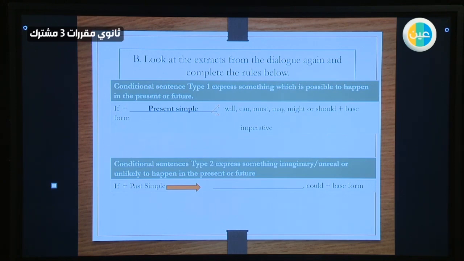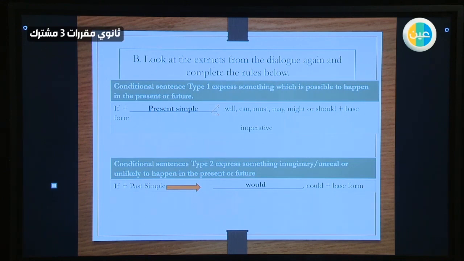The other kind, type 2, expresses something imaginary, unreal, unlikely to happen in the present or future, difficult to happen, or impossible. Here I'm going to use past. If plus past simple, the second form. Okay? Then what can I use? Will or would? Of course, would. Yes, past, so would. Present, will. Okay? And of course, could. Would or could, the possibility. And then the base form.